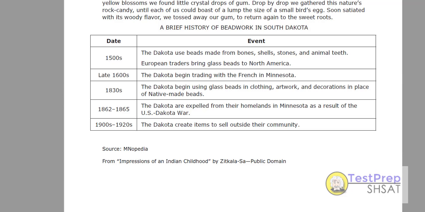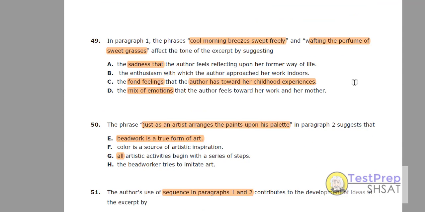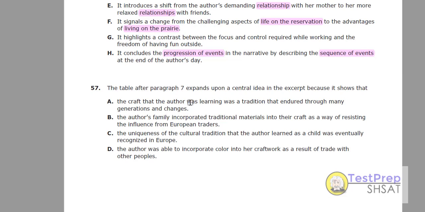Let's see what answer choice fits with that idea. A, the craft that the author was learning was a tradition that endured through many generations and changes. Yeah, that's what the table indicates, right? That is the main idea. I think A is going to be the answer. Let's check B, C, and D to be sure.